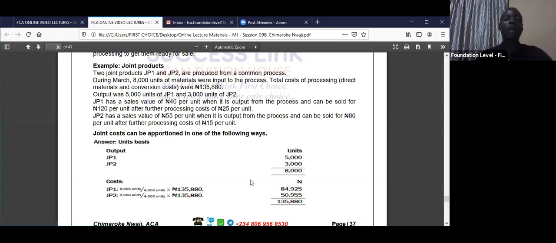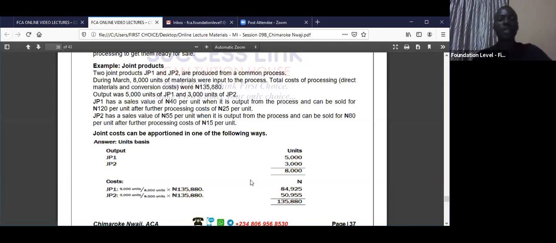Now JP1 has a sales value of 40 naira per unit when it is output from the process, and can be sold for 120 per unit after further processing cost of 25 naira per unit. JP2 has a sales value of 55 naira per unit when it is output from the process, and can be sold for 80 naira per unit after further processing cost of 15 naira.